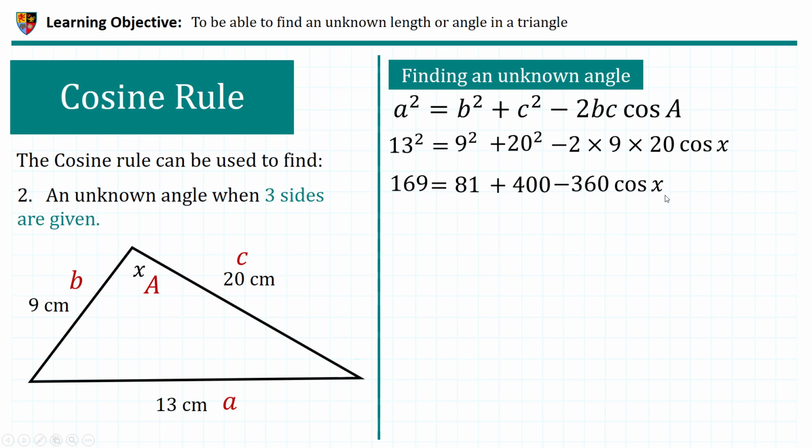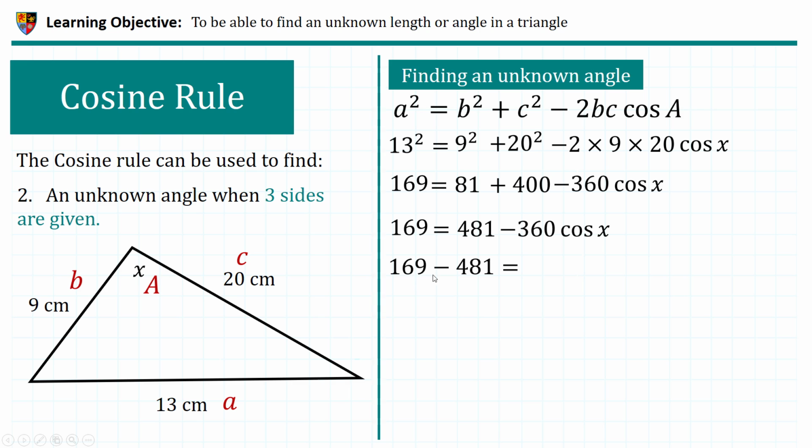360 cos x. Now, of course, if this was all decimals, I'm not going to do it in my head. You'll do it as decimals. You'll use the calculator. But most people tend to do a bit of work like this first, and that's fine. Where do we go from there? Well, then remember, we have to make x the subject. So at this stage, we'll go 169 is equal to 481 minus 360 cos x.